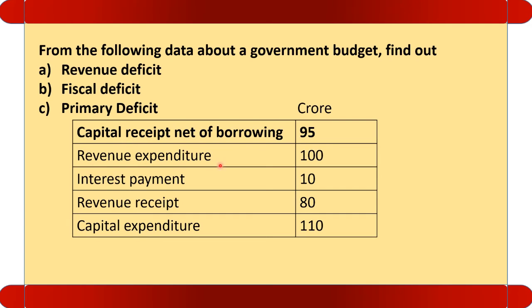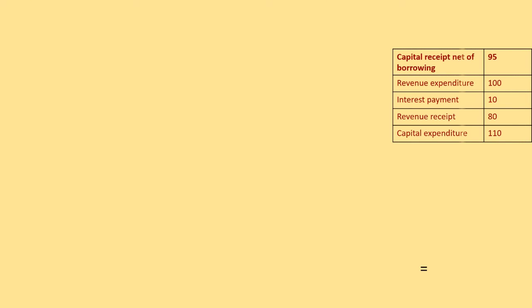Revenue expenditure is given, 100 crore. Interest payment is 10 crore. Revenue receipt is 80 crore. And the capital expenditure is 110 crore. And we have to calculate revenue, fiscal and the primary deficit. I copy the question over here.